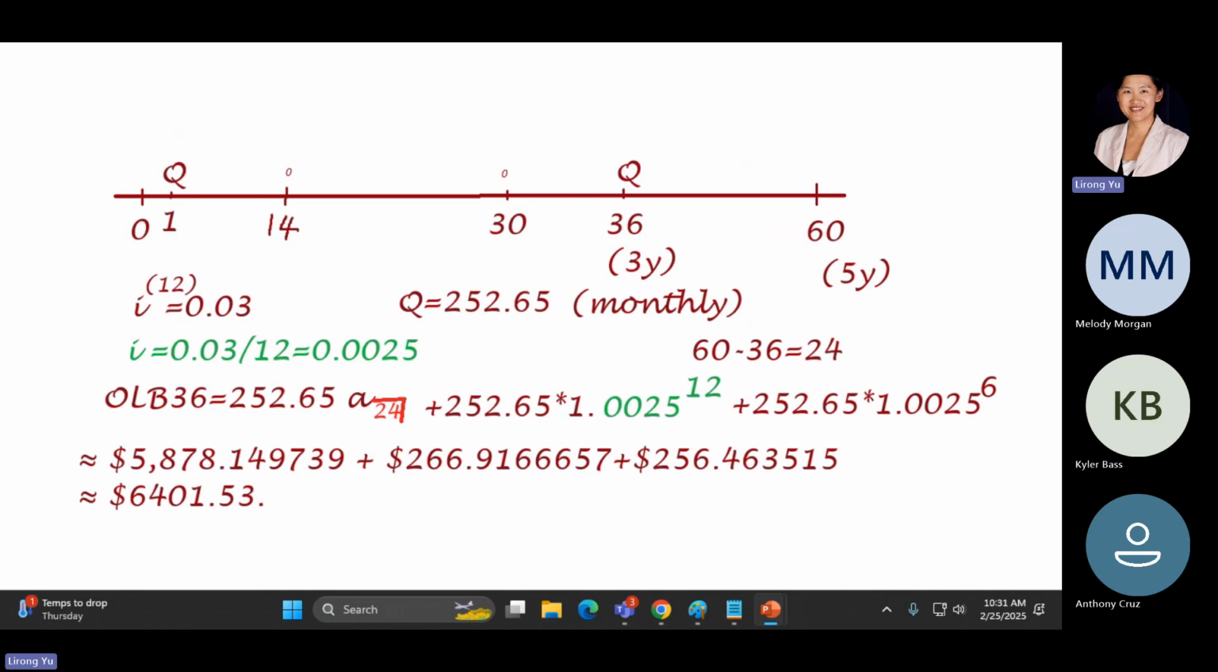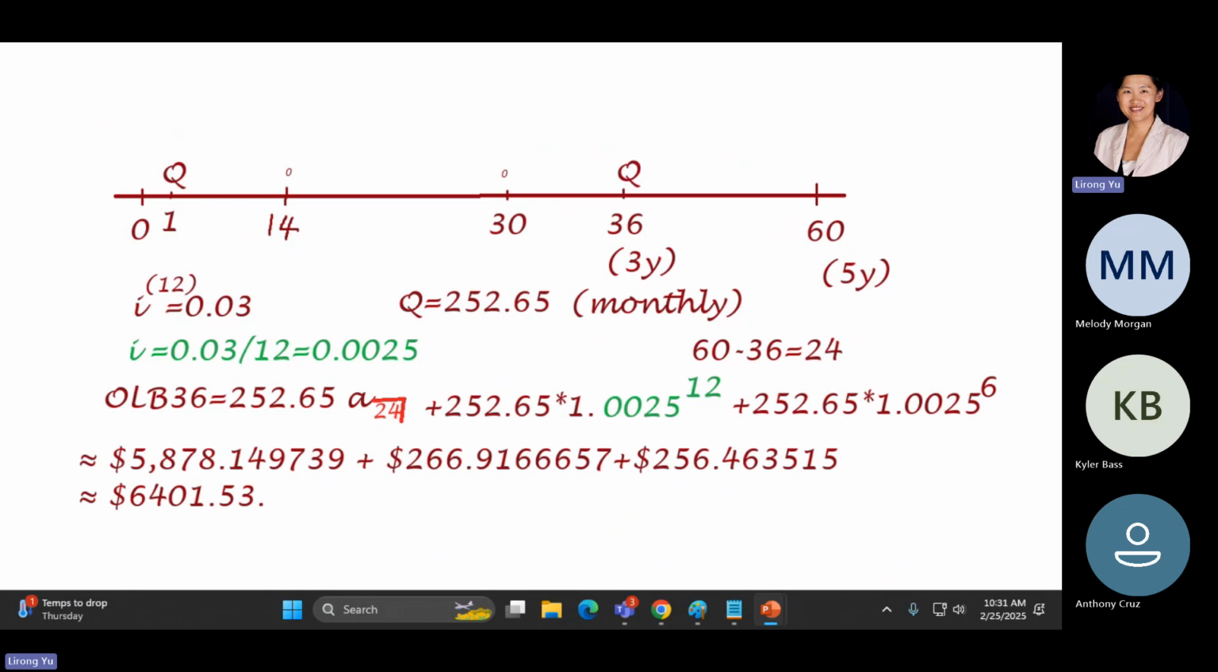At time 36, all the future values are being discounted onto time 36. All the past payments that we didn't do are now moved forward in time by multiplying by 1 plus i to the second power to get the total value. That will be the calculation for the outstanding balance. Any questions? So that's another way to look at things.